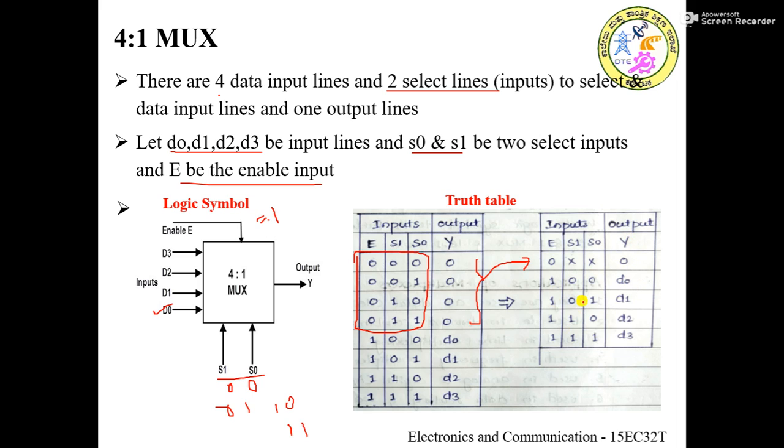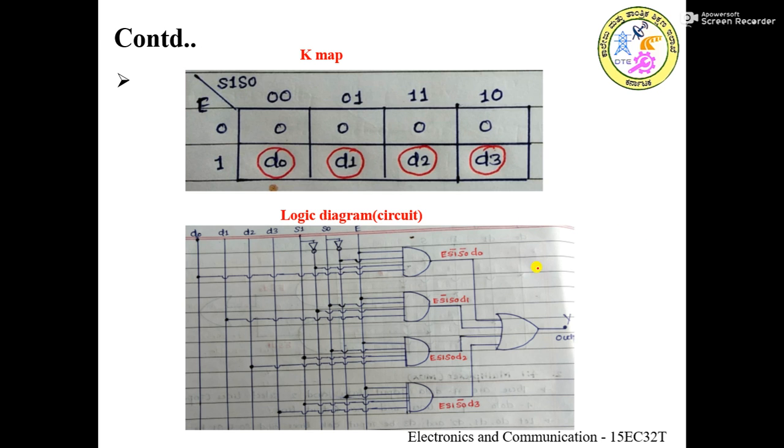And similarly for the last case, with enable 1 and with S1 and S0 both 1 1, the last input line is selected and its information is routed on the output line Y. Now we shall try to write the Boolean expression for the output line Y using KMap.